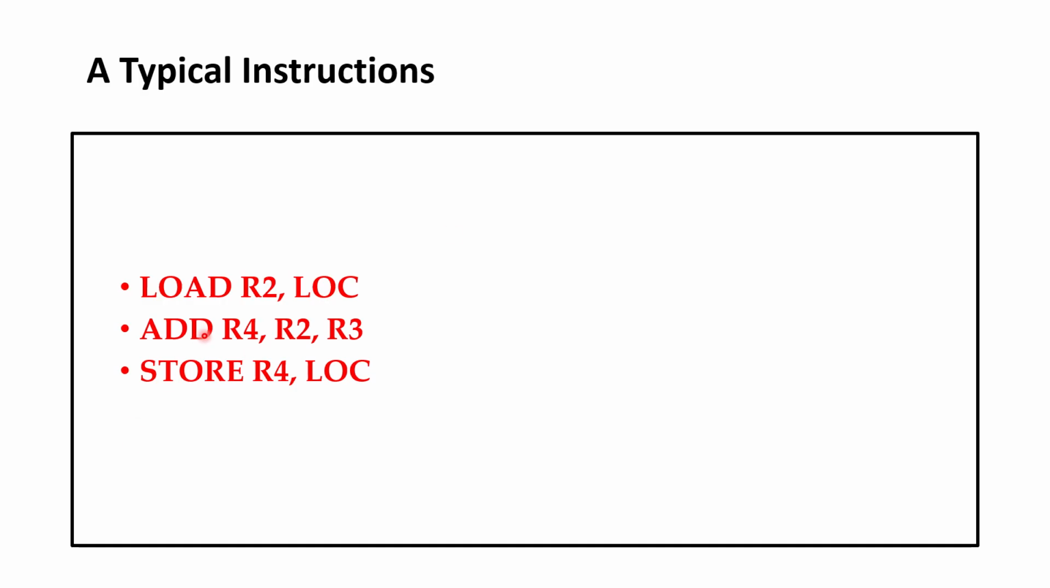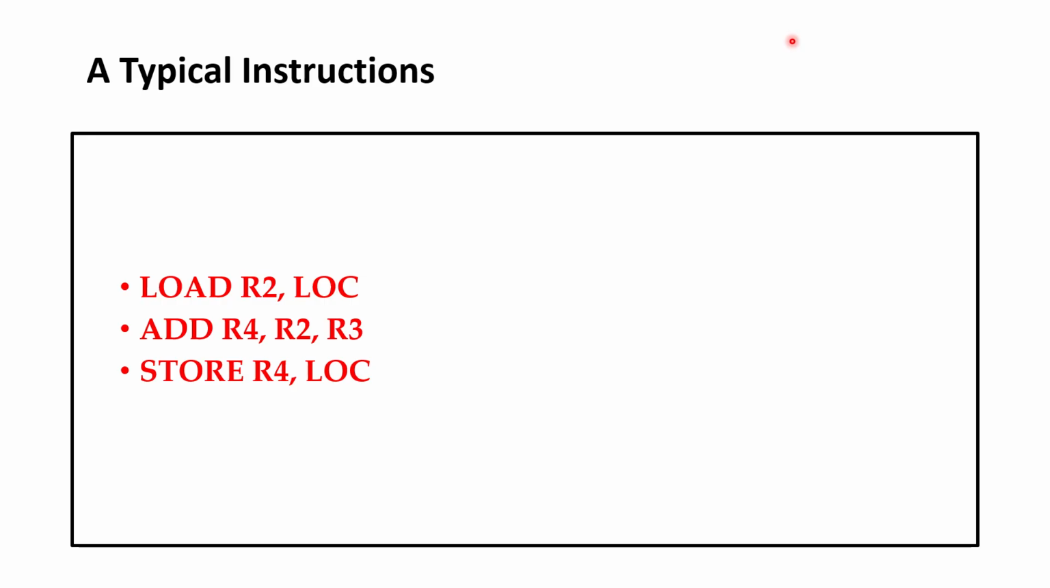The second instruction is add R4, R2, R3. Again, the instruction is fetched into the instruction register and decoded. This tells the arithmetic logic unit to take the contents of registers R2 and R3, add them and store the result in R4. The control unit sends the necessary signals to the ALU, which performs the addition and updates R4.